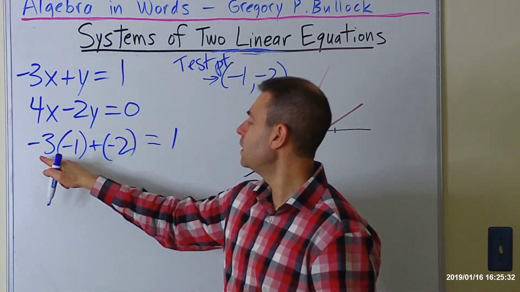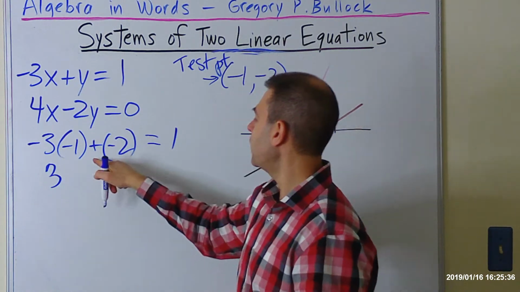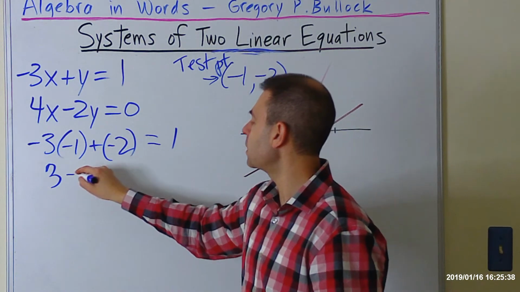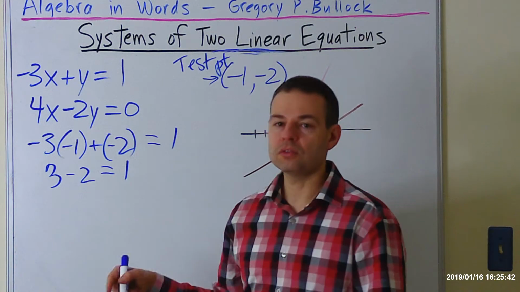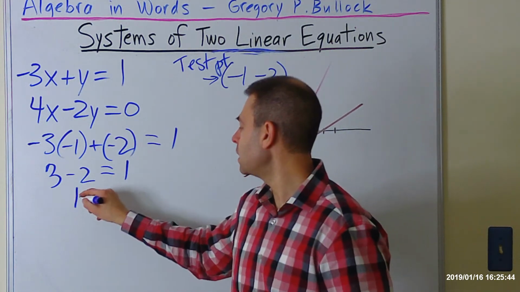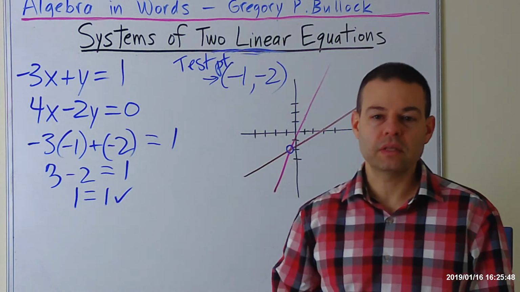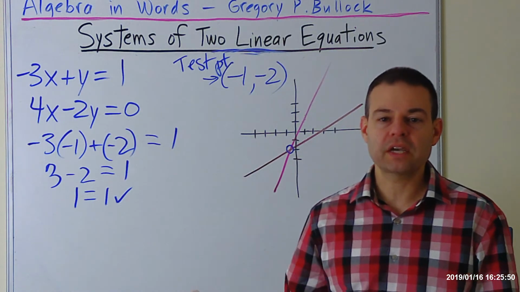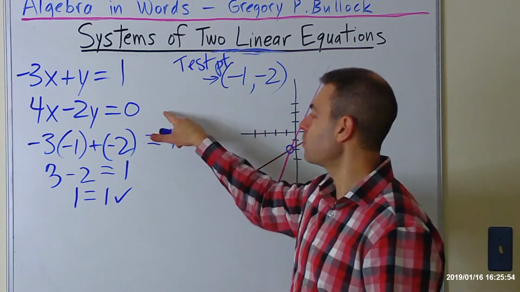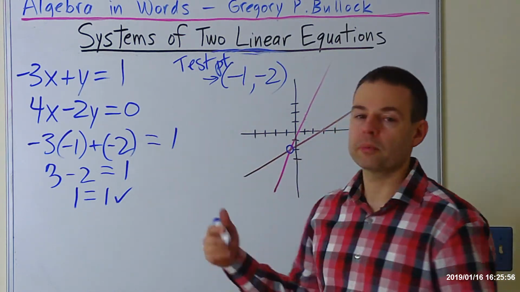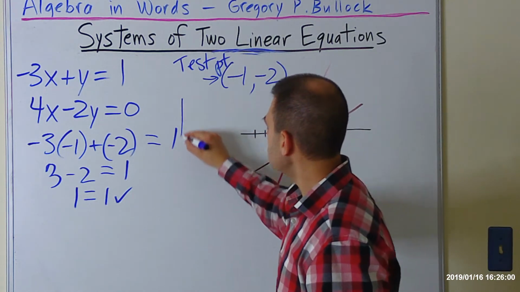Let's simplify. -3 times -1 is +3, and plus -2 is going to be like -2. Bring down the 1. 3 minus 2 equals 1. So 1 equals 1. I put a check mark next to that because they do check out. The left side equals the right side. But we still need to check if that happens for the other equation as well before we make our final decision.